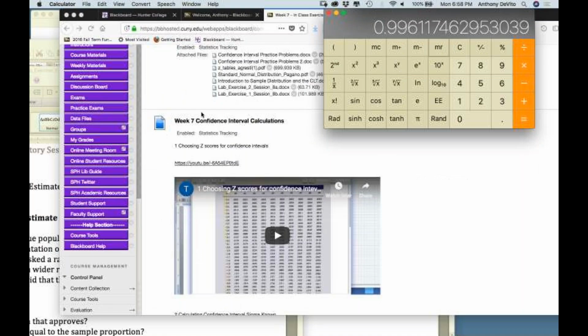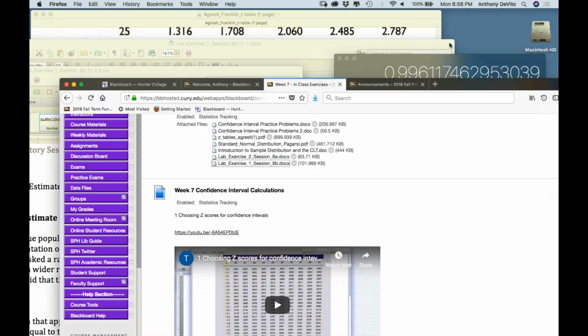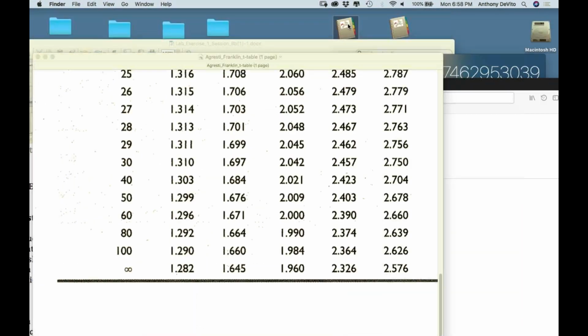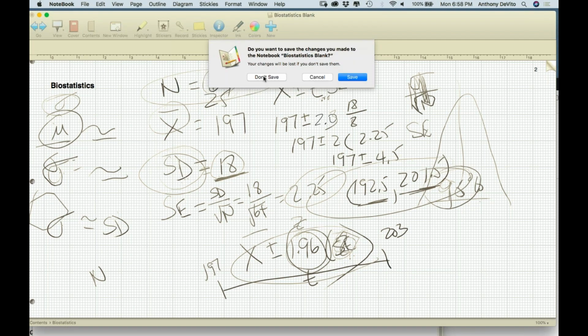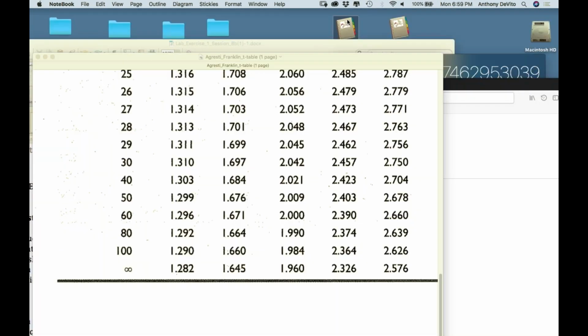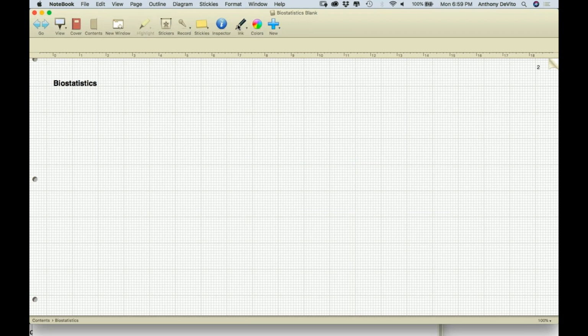Actually, I'm going to open a sheet of paper here. Let's look at that. Refresh sheet. Okay, X bar plus or minus.